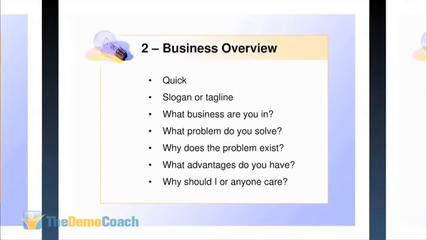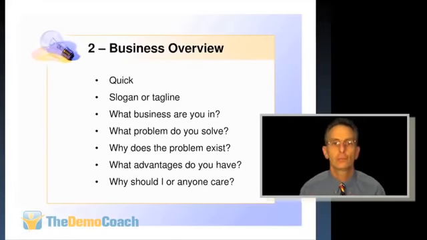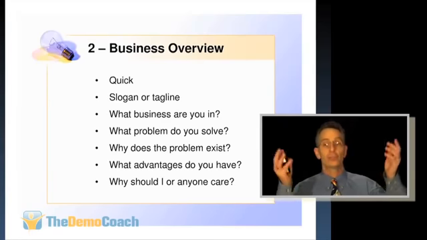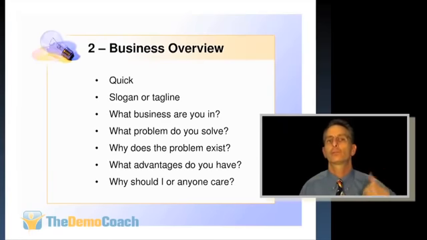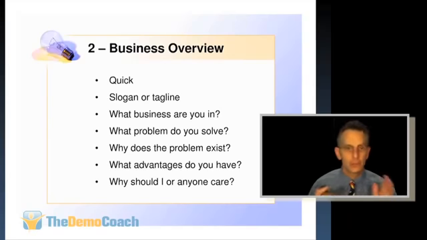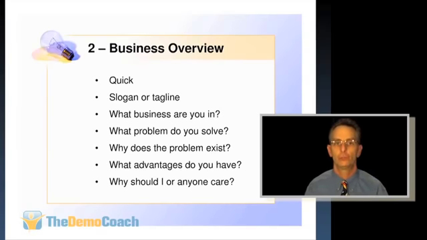Slide number 2. This is your business overview. Very simply put, 1 or 2 or 3 lines. You don't want to go into chapter and verse in lots of detail, but this is where you re-emphasize the problem or the unmet need that you're solving with your business. The questions that you see on the screen here: what business are you in? What problem do you solve? Why does the problem exist? What advantages do you have? Why should anyone care? These are the kinds of questions that should spur the answers to what you say on this slide. Okay? So that's it. Business overview. Very quick, just to give people an understanding of what you do.